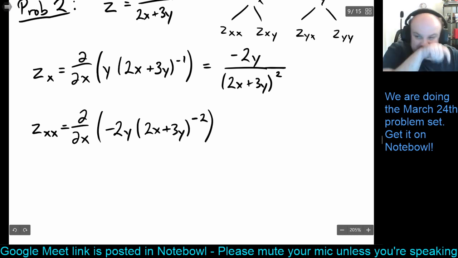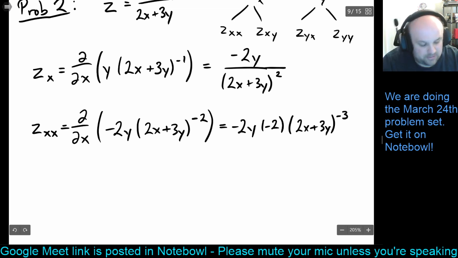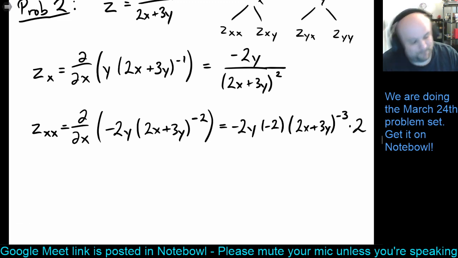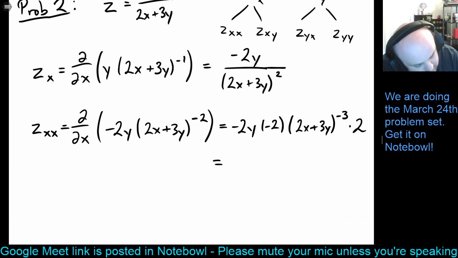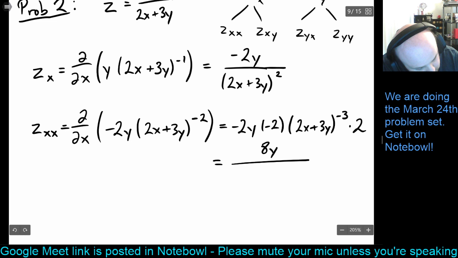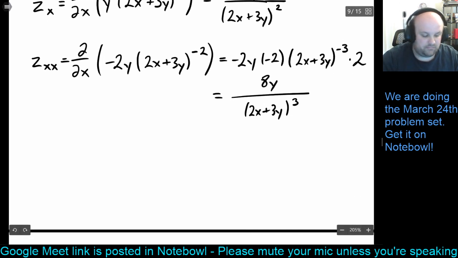Right? So I'm going to look at it like this again, and I'm going to do my derivative. So here we have minus 2y. The negative 2 comes down. We have this part. The power goes down by 1. And then we multiply by the derivative of the inside, which is 2. Right? And so this all simplifies to, let's see, 2, 4, 8. Yeah, positive 8y over 2x plus 3y cubed. Right? So that's it for that derivative. Nothing super tricky.